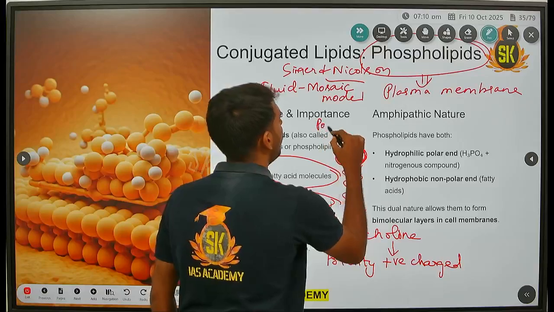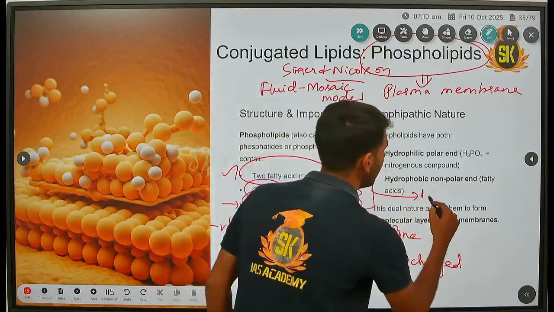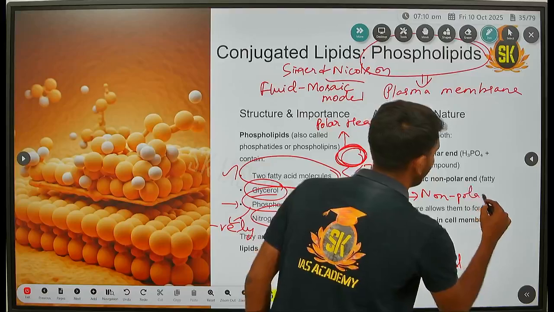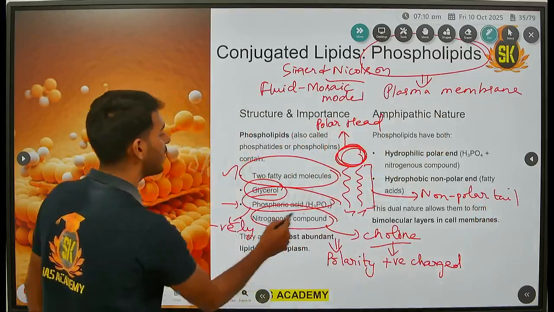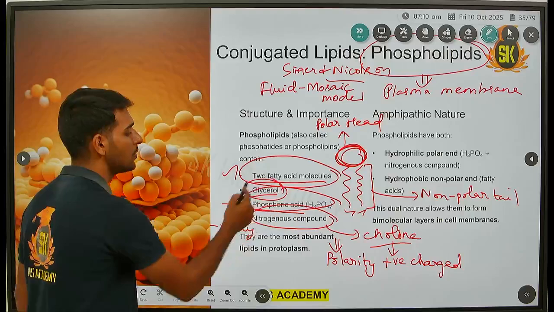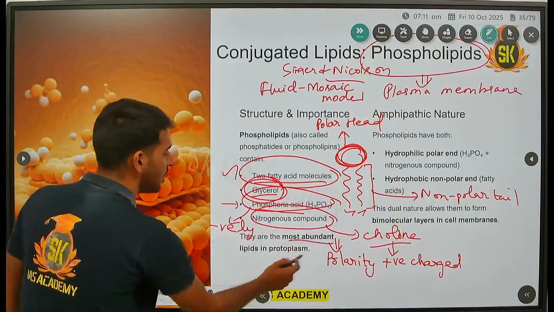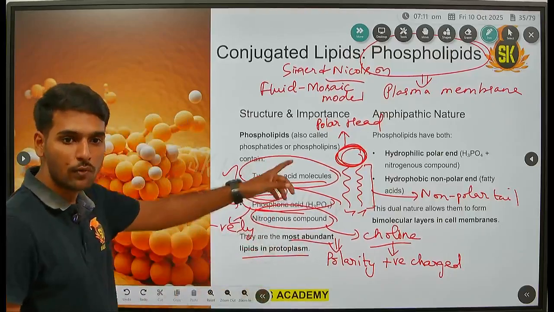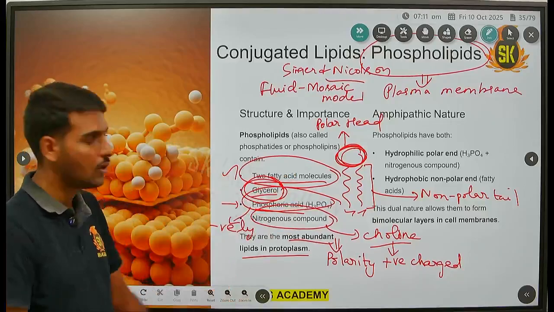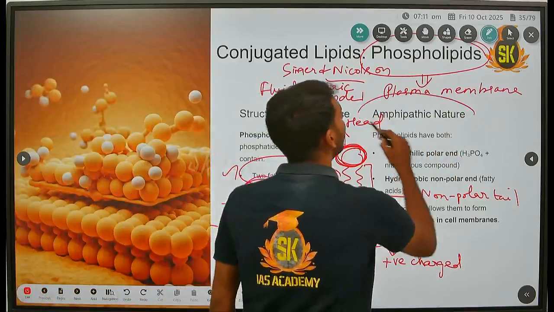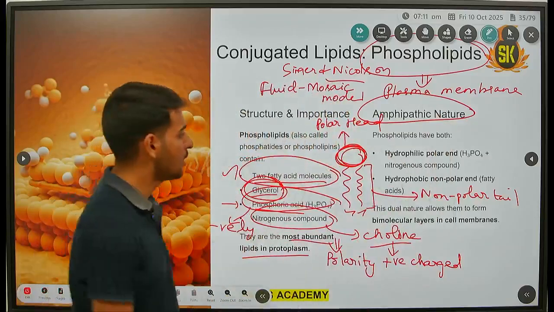So this is your polar head and this is your non-polar tail. Now you understood? Okay, so choline, phosphoric acid, 2 fatty acid molecules, glycerol is the backbone. Okay, they are the most abundant lipids in the protoplasm. Which? Phospholipid, because all together in the membrane of all organelles, membrane of the whole cell itself. Okay, they are considered amphipathic. Amphipathic means again what? Polar and non-polar nature.